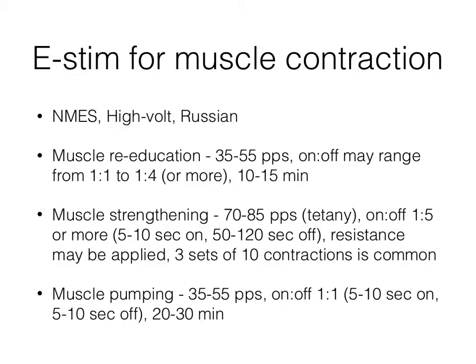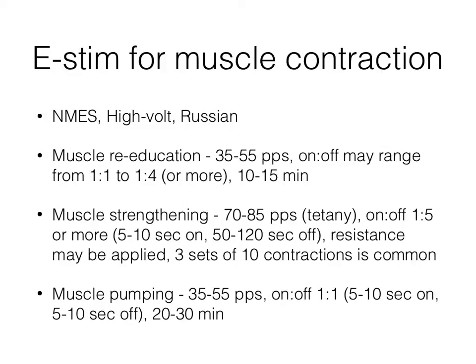If you want to use E-stim for muscle strengthening, you want the contraction to be stronger. You want the pulses per second to be higher, so you start to get to the range of tetany. And because you're doing a much stronger contraction and you're in that range of tetany, you're probably going to want to have a fairly high on-off ratio. So for example, you might have 5 to 10 seconds on, but up to 50, up to 120 seconds off.